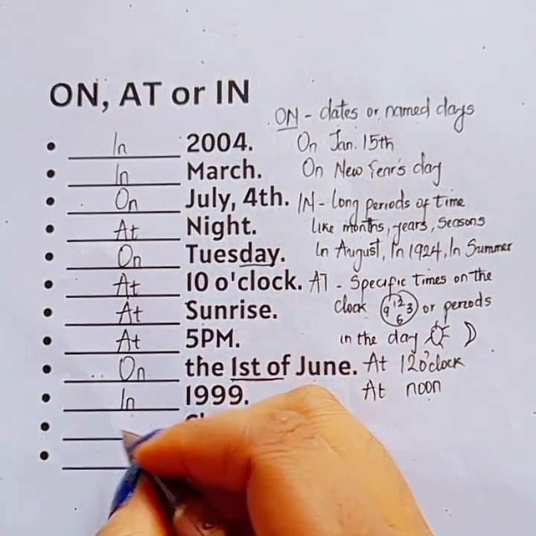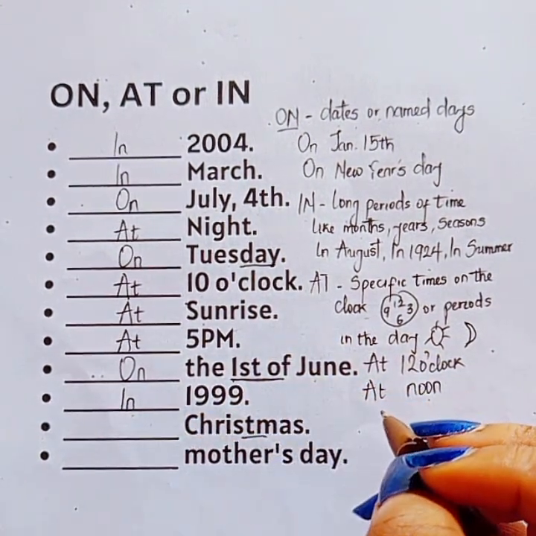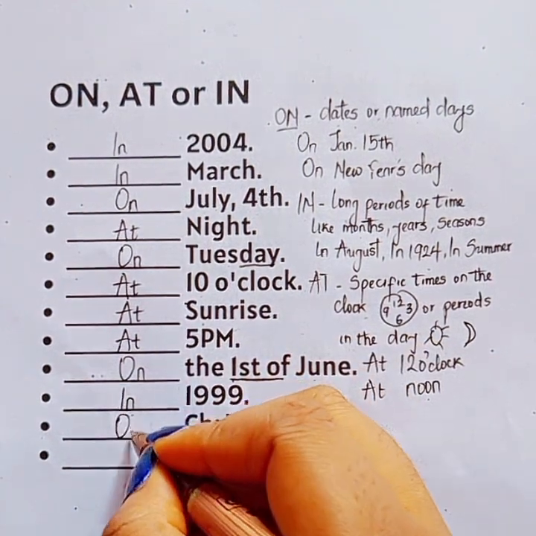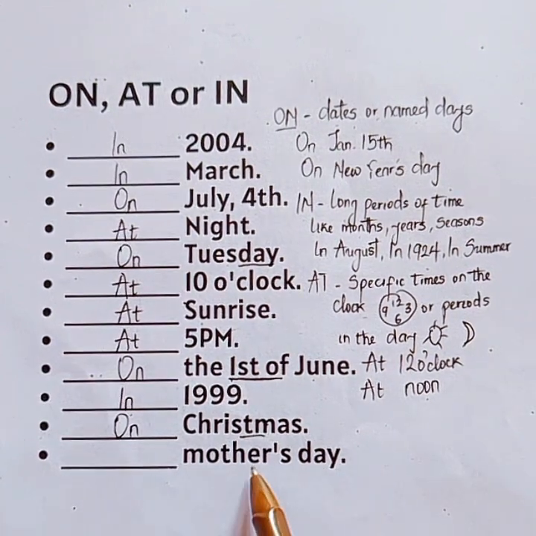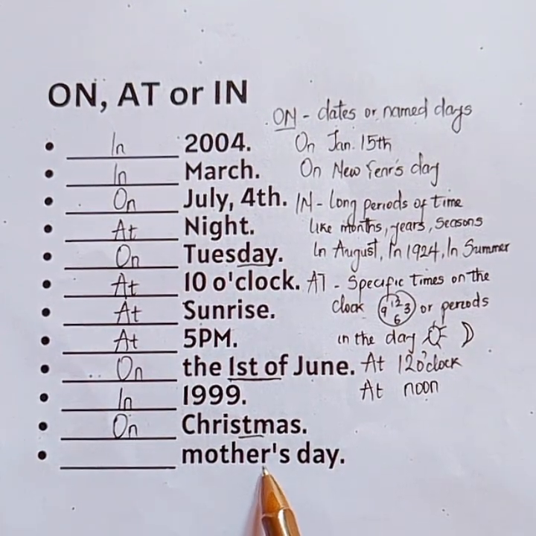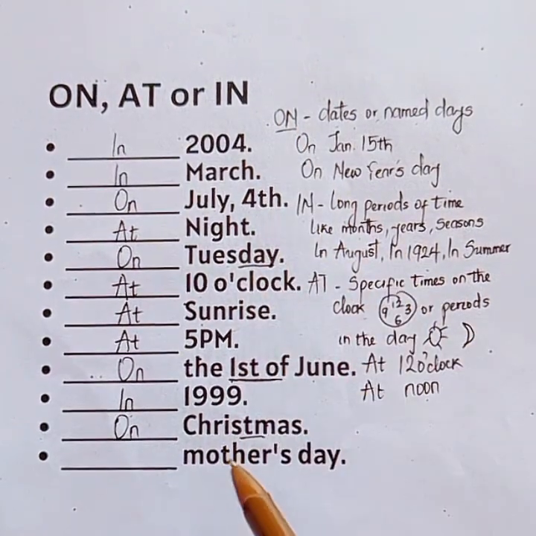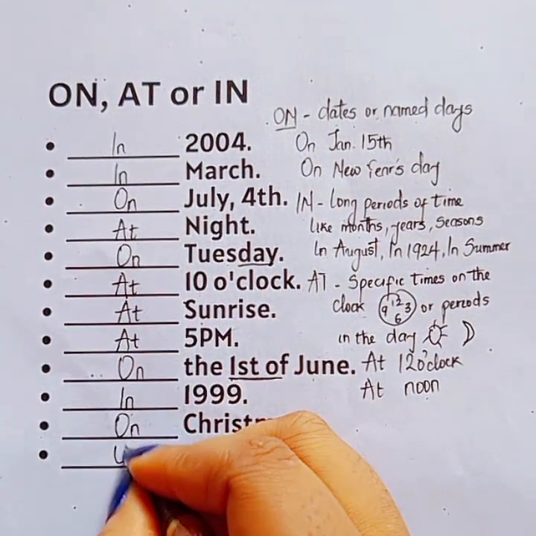So we have on Christmas. Blank Mother's Day. Again, this is a named day. And for named days, we use on. So we have on Mother's Day.